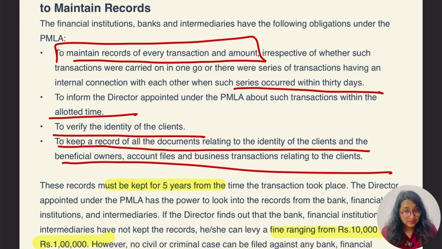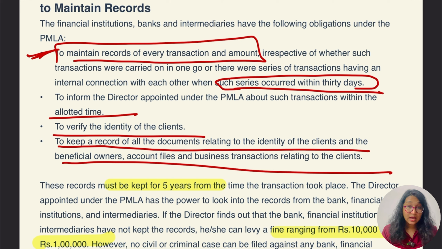These are the obligations. Can I simply read it again? Yes. They have to maintain a record of each and every transaction, irrespective of whether the transactions were carried out as a series or not. But when such a series occurs within 30 days, they have to keep that record of the accused person. Don't get confused, let me tell you. Once the AA has given the details, the notice, to the accused person, and once the final order is made by the AA, from that 30 days it's the obligation of the financial institution and bank to maintain this record, from the series occurring within 30 days. Hope it's clear now.